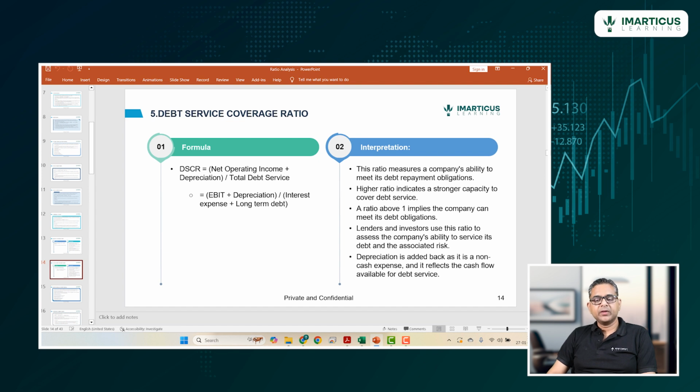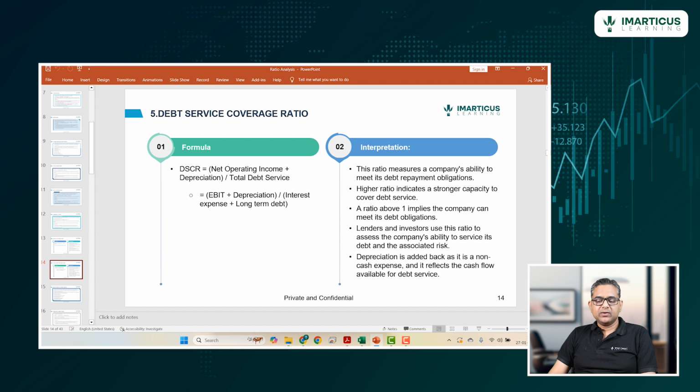So here we are not just talking about ability to cover interest, ability to pay down the interest expense, but also to make the principal payments. So here we are considering both the parts of servicing the debt, that is making interest payments as well as principal repayments for the long-term debt.